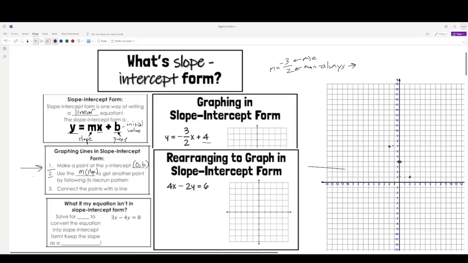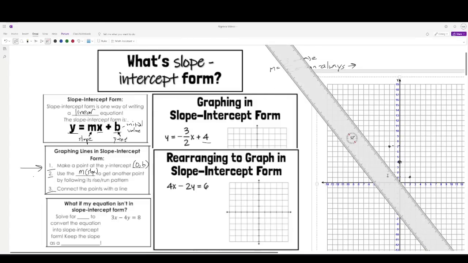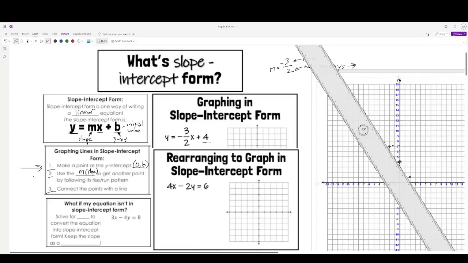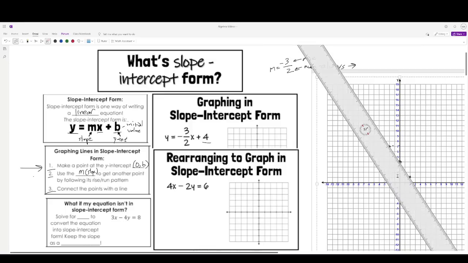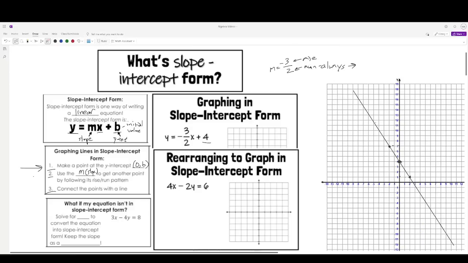The last step is to connect the points with a line. Always use a ruler when you do this. If you're working in OneNote, you can use this ruler by toggling it on and off up here on the drawing toolbar. And you can set it to the right angle that goes through both of your points, and then use your pen tool to draw a line. Then you can toggle the ruler off and add the arrows at the ends of the line.